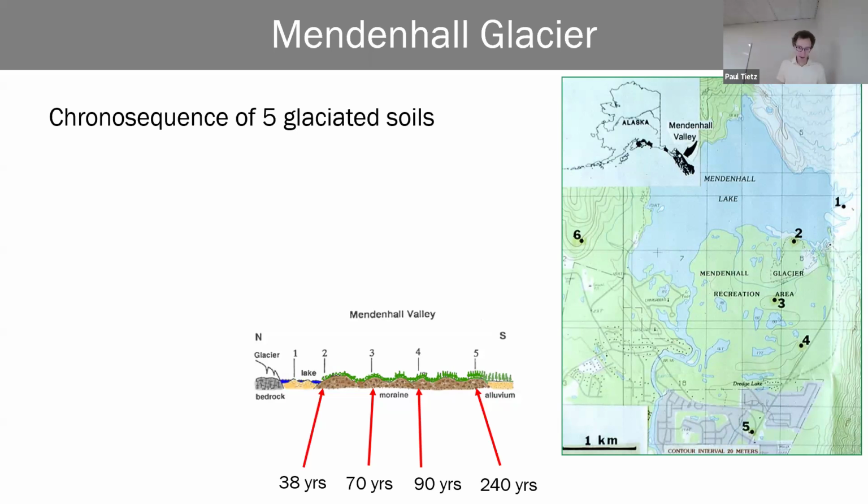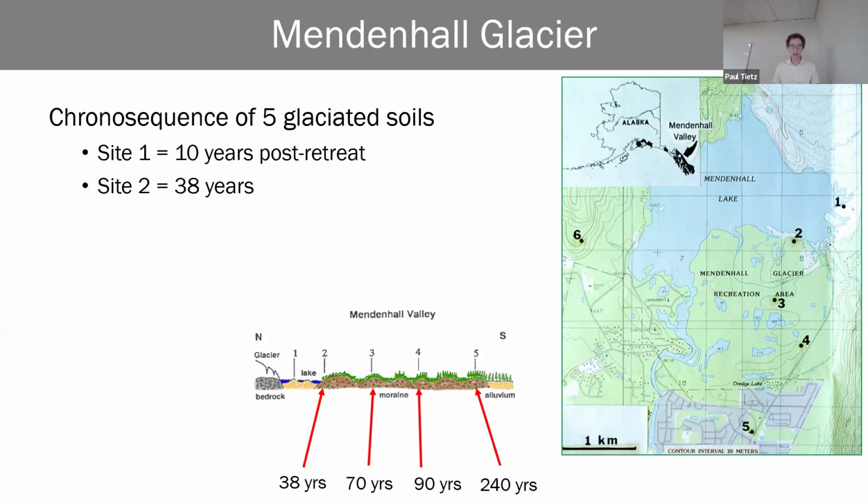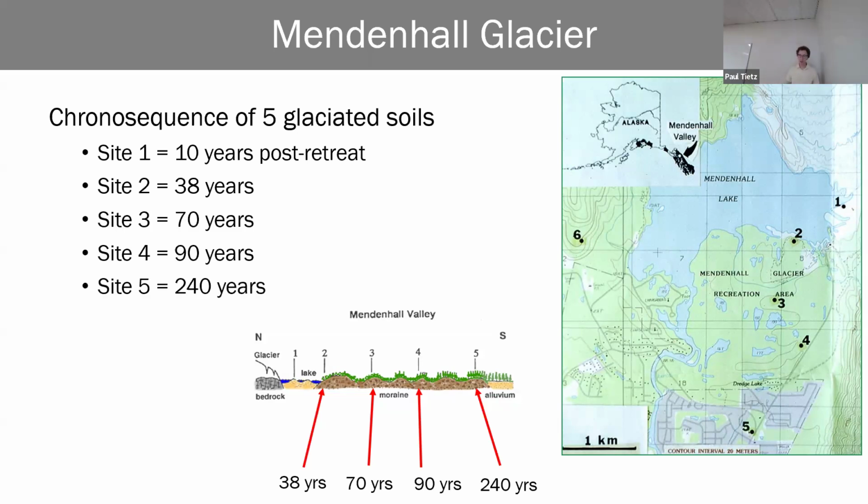So we have a chrono sequence set up, or soil scientists have done this in a classic study. We have 5 different sites in this Mendenhall Valley, where site 1, right kind of in front of the glacier, has been only approximately 10 years since that spot itself was under the glacier. And then all extending through years. So site 2 is 38 years old, up to 70, 90, and then 240 years post-glacial retreat.